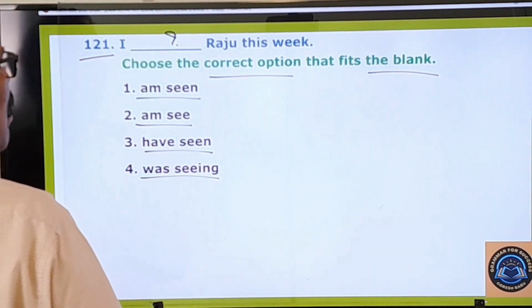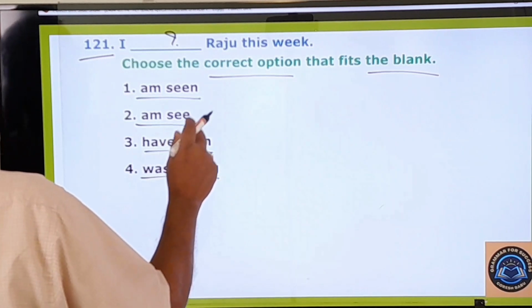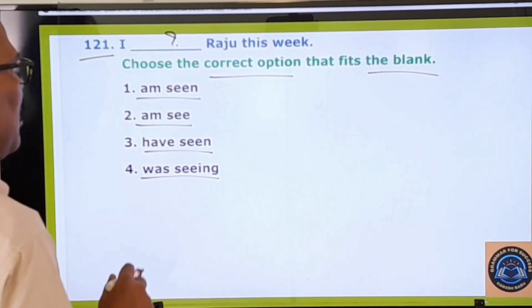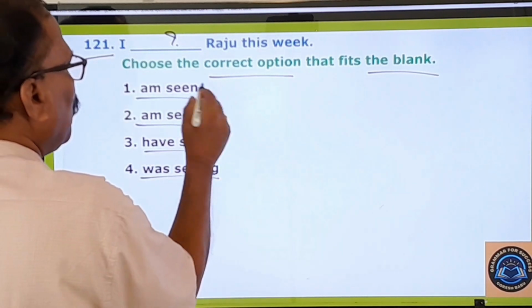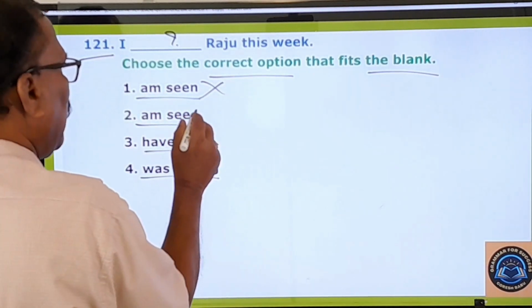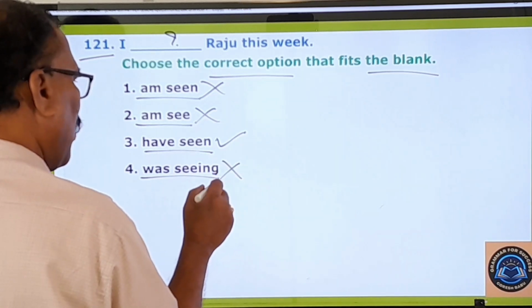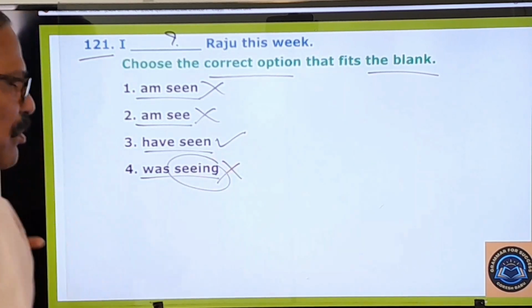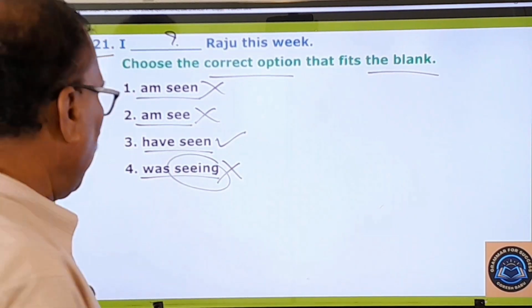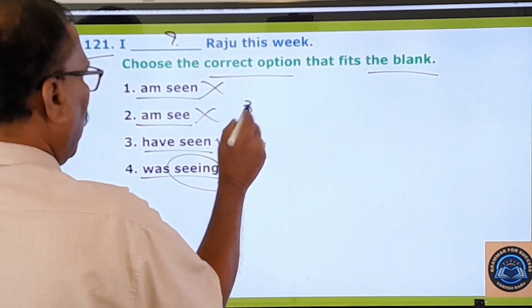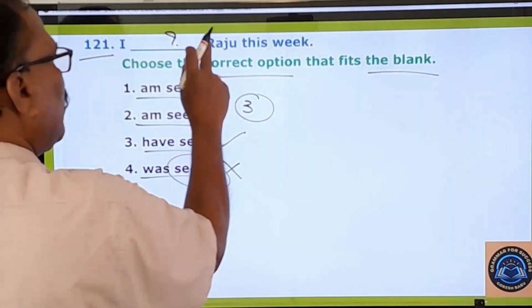So here he is asking you to choose the correct option for the blank. Correct option, what is that? I am seen Raju? You don't say "I am seen." Absolutely wrong. No. I have seen, right? I was seeing, wrong, because this verb cannot be used in the ing form. So the first one, second one and fourth one are wrong. Only the third one is the right one. I have seen Raju this week.